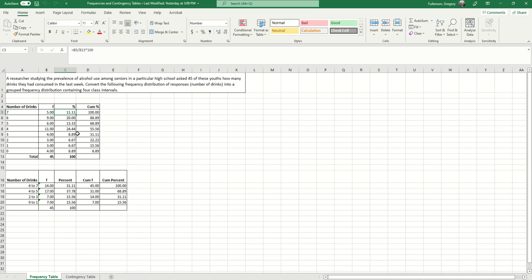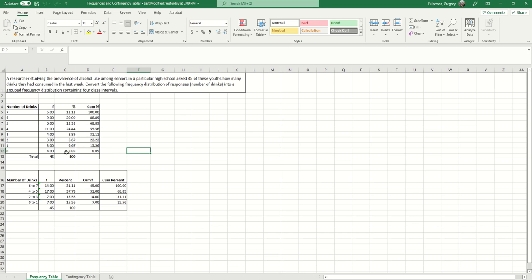So we can see, for instance, that most of the seniors, 24%, which is still only about a fourth of them all, had about 4 drinks in the last week. And that tended to be higher when you look on either side of that. Tended to be more drinks. So for 5 or more, you can see adding together 13 plus 20 plus 11 and so on.